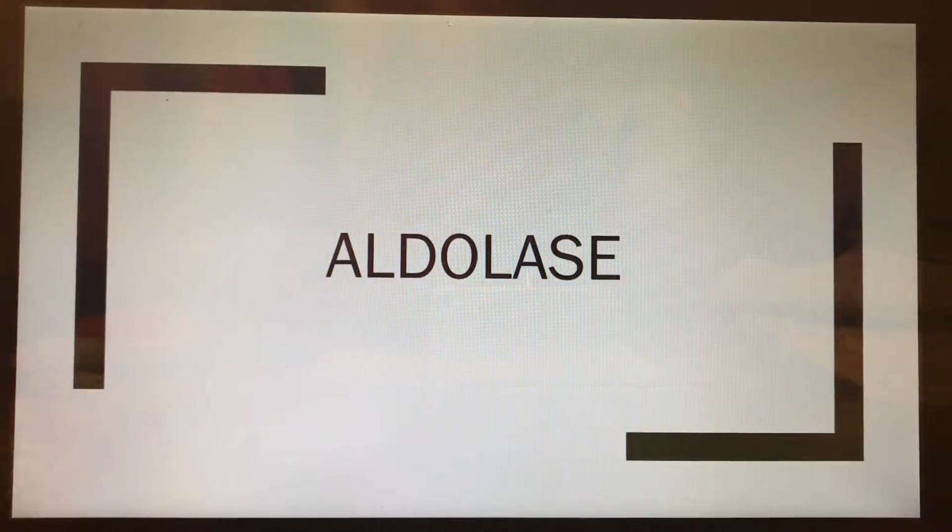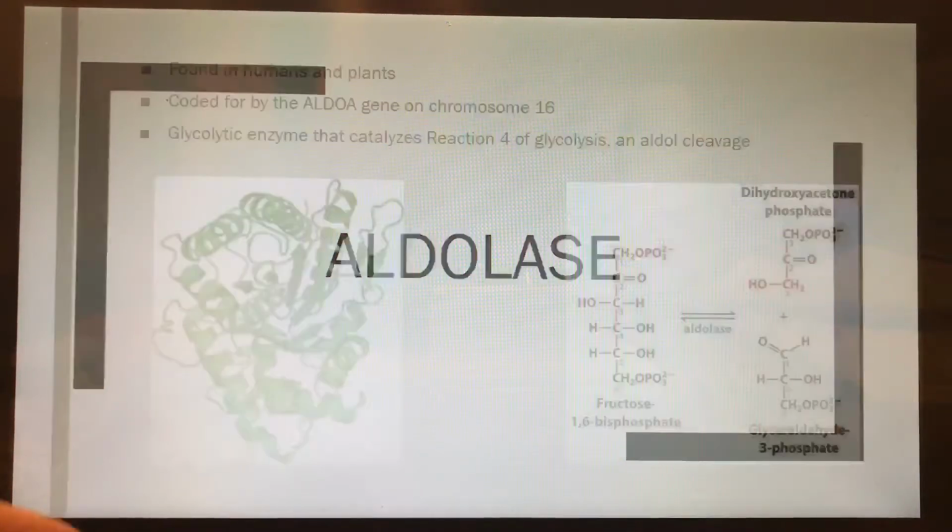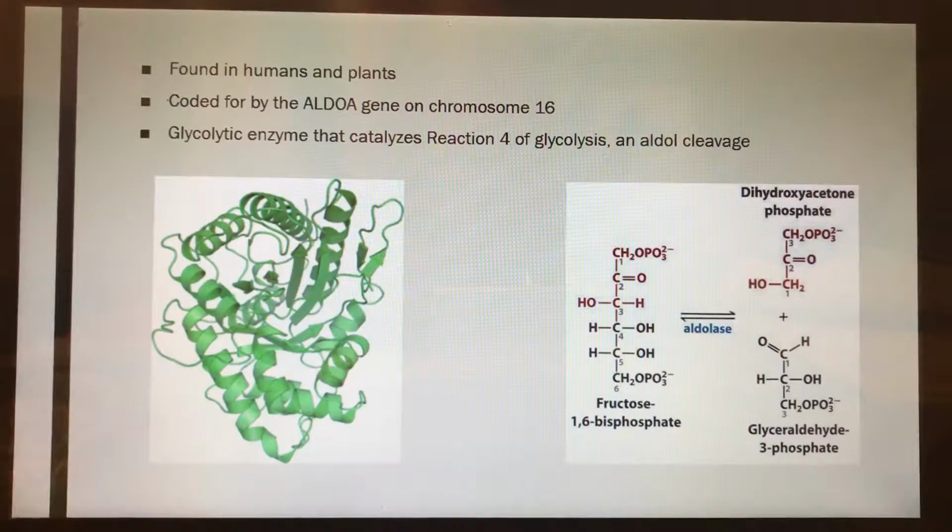In this presentation, I will be discussing the enzyme aldolase. Aldolase is a homotetramer with a lysine residue that is found in plants and animals. This protein is coded for by the aldoa gene on chromosome 16 in humans. Being that it is an enzyme, aldolase is naturally produced in the body to catalyze biochemical reactions by lowering the activation energy of a reaction.